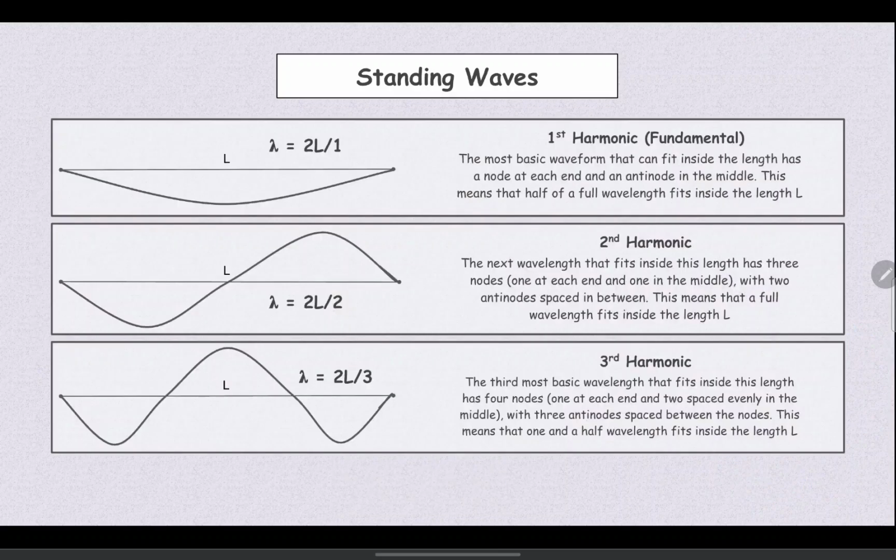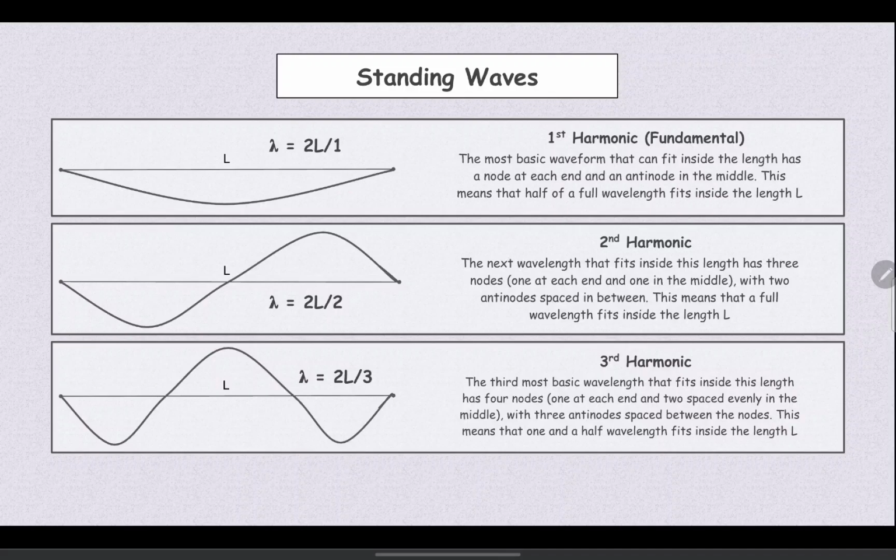Expanding on that a little more, the first harmonic for standing waves would look like this, which is the most basic waveform that can fit inside the length. It has a node at each end and an antinode in the middle, which is what we drew just before. This means that half a full wavelength fits inside the length L. And you can see that with the little formula there: wavelength equals 2L over 1.